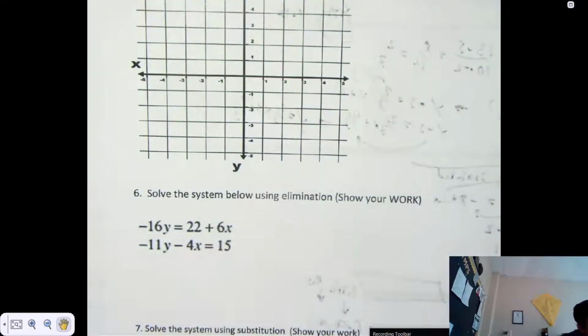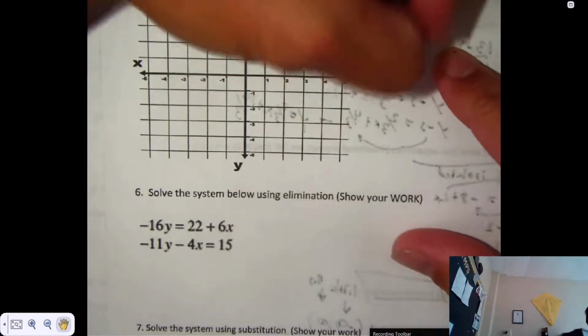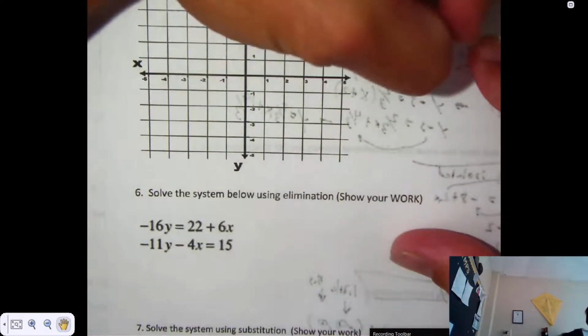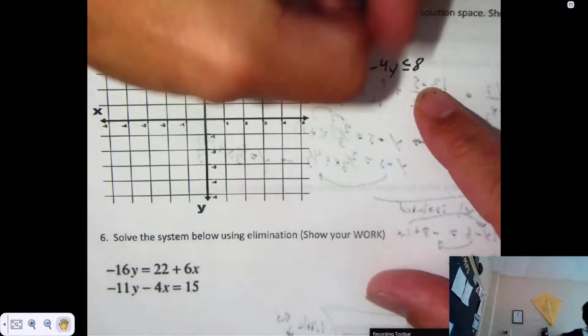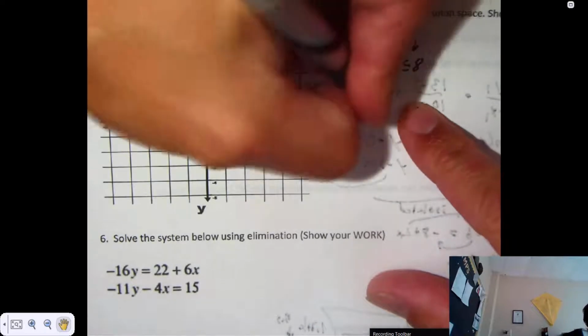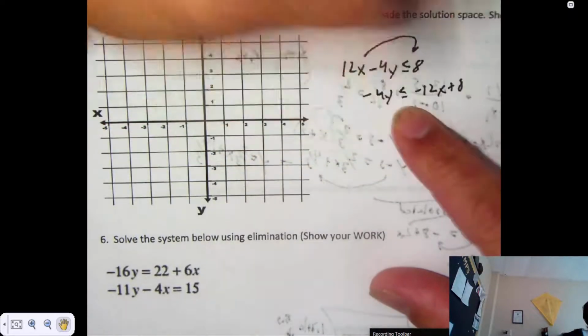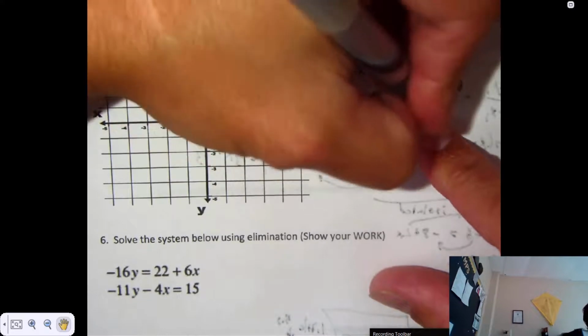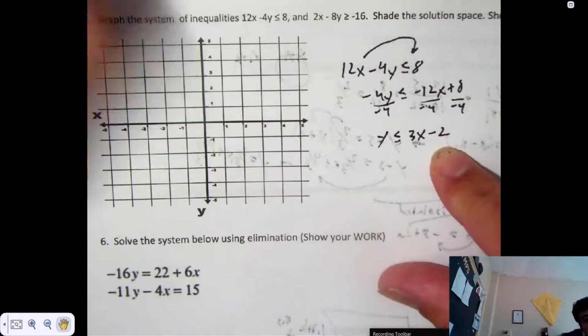All right, number 5. So you're asked to graph two inequalities. And go back to 8th grade on these things. Think about how you were taught to handle things in 8th grade. You're going to solve for y. Just solve for y. You're going to take away 12x. You're going to divide by your negative 4. And that's something you can graph.